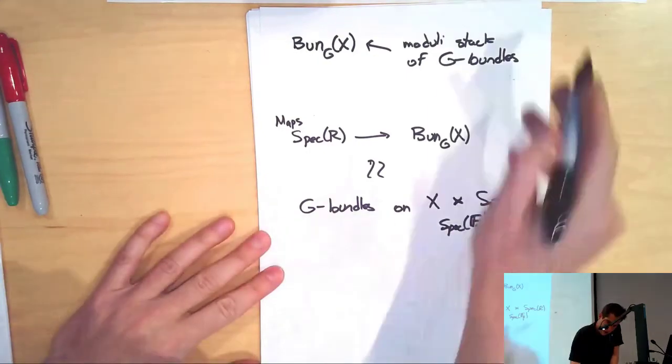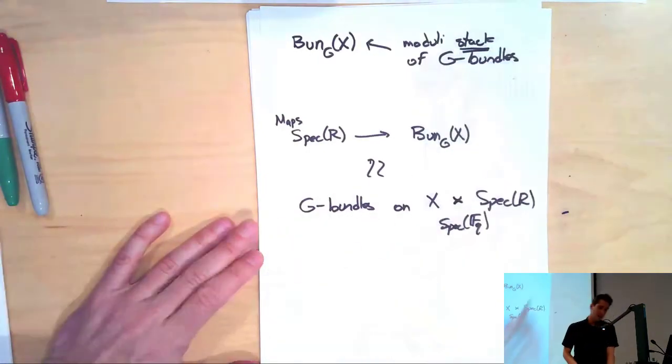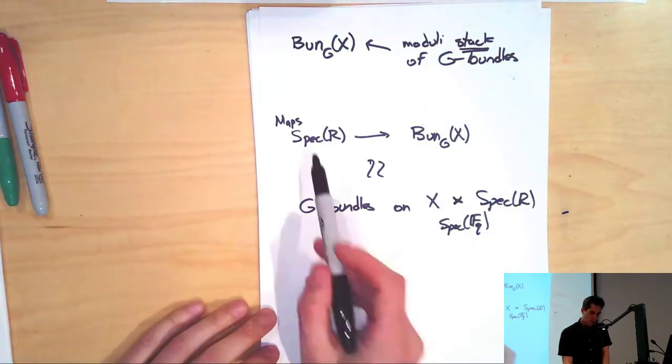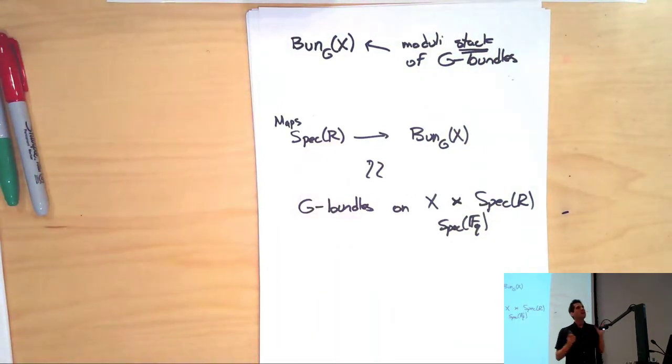So I'm using the word stack here. This is an algebraic stack, which means that when I talk about its R-valued points, that's not something you should think of as a set. That's something that you should think of as a groupoid, or as a category in which all the morphisms are isomorphisms. We want to talk not just about G-bundles on X and their isomorphism classes. We want to know about automorphisms of G-bundles on X. We don't want to just view the G-bundles as forming a set.